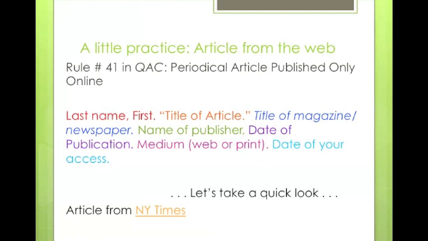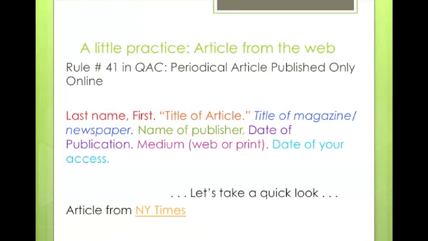Now you see these words, periodical, that simply means newspaper or magazine in this case. So let's say I want to cite an article from the New York Times that I found online. The citation rule will look something like this. I'll need the author's last name at first, the title of the article in quotations, the title of the magazine or newspaper in italics, the name of the publisher, if it has it, the date of publication, the medium, which means web or print, and the date that I accessed the source.